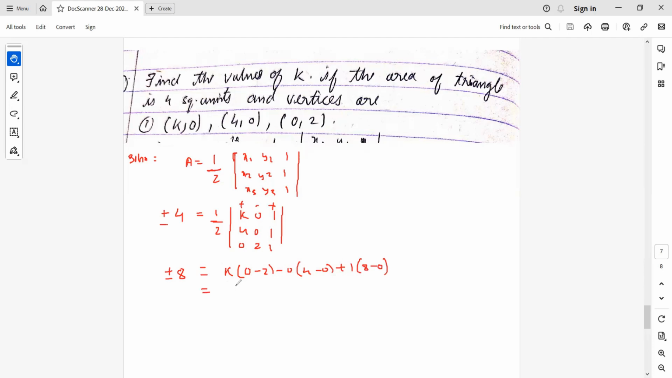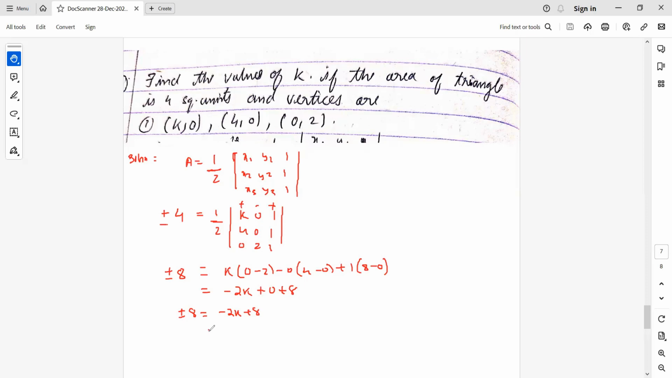So on simplifying this, we get minus 2k. Again, 0 into any number is 0, and similarly 1 into 8 will be equal to 8. So here we are getting the equation in the form of plus or minus 8 is equal to minus 2k plus 8.